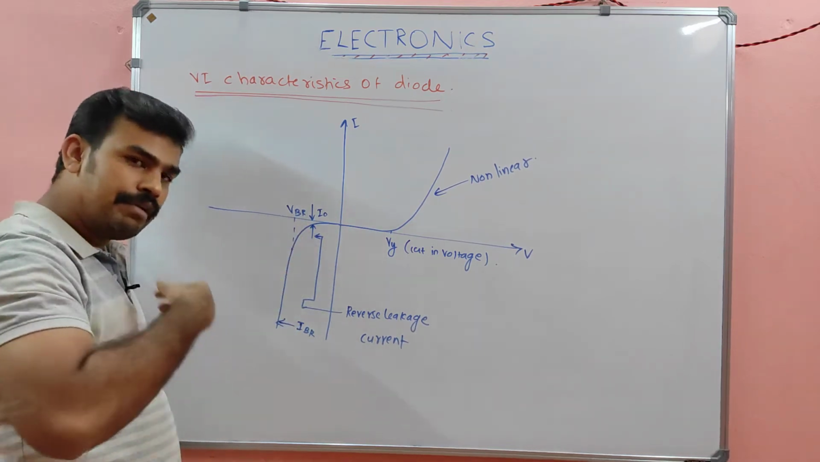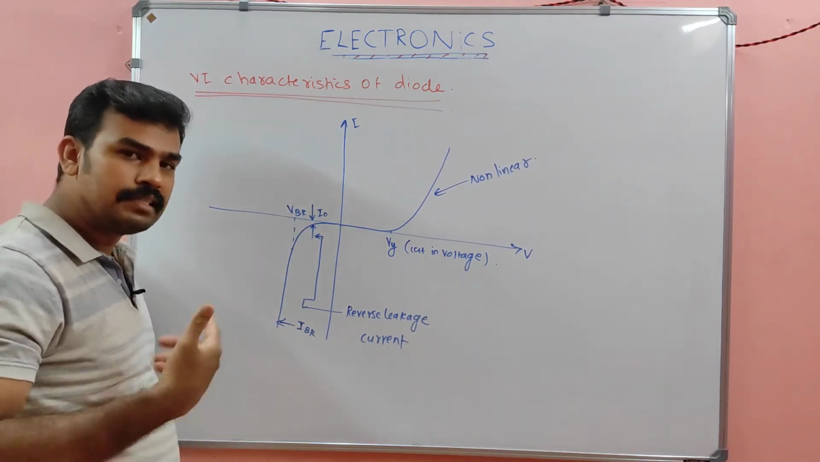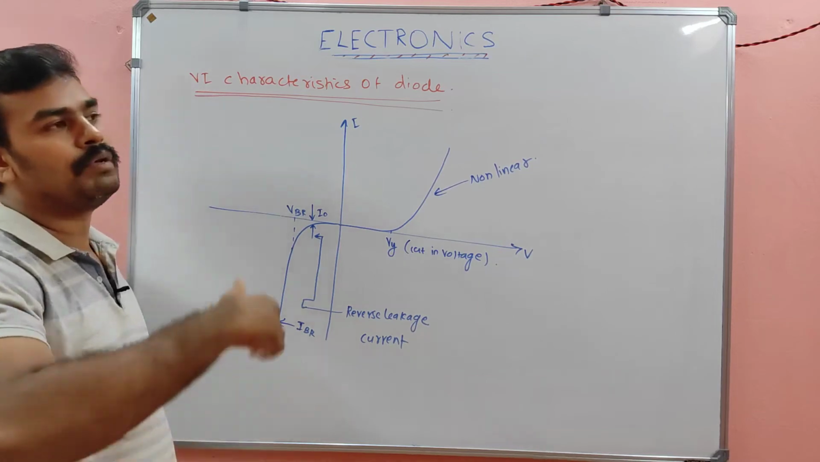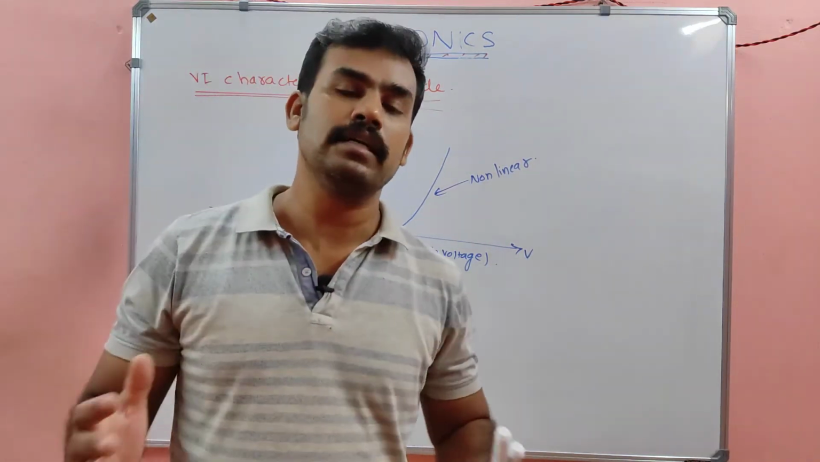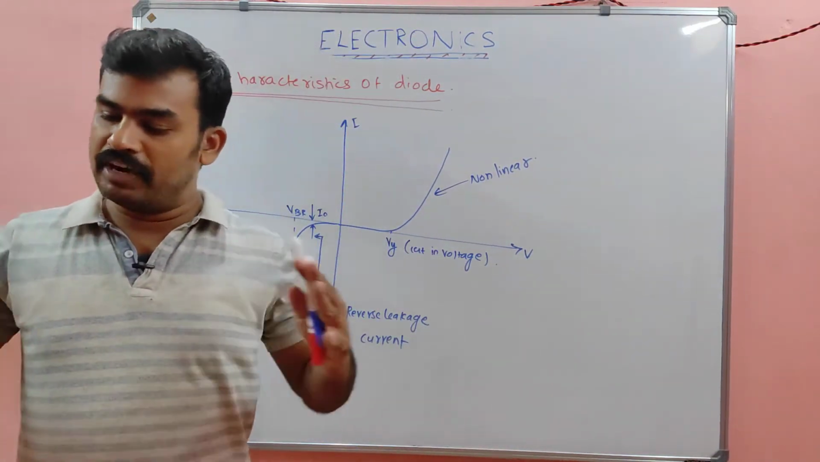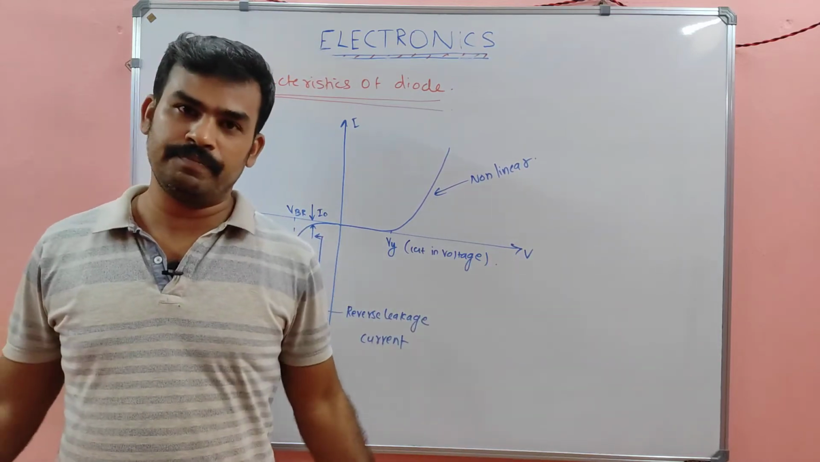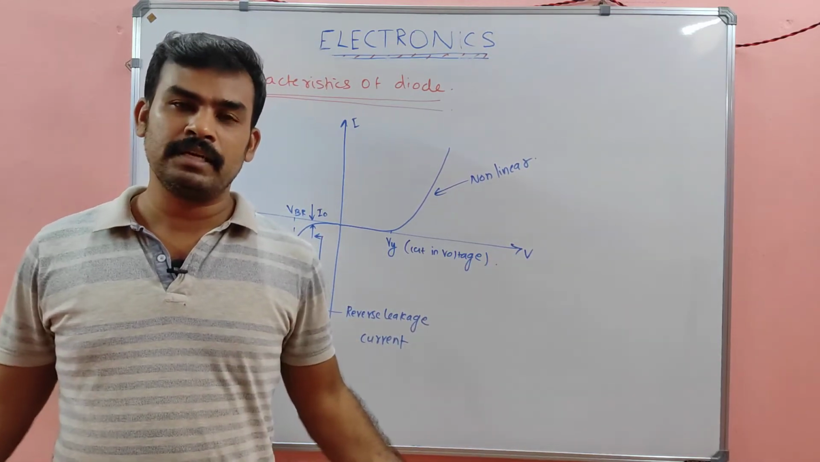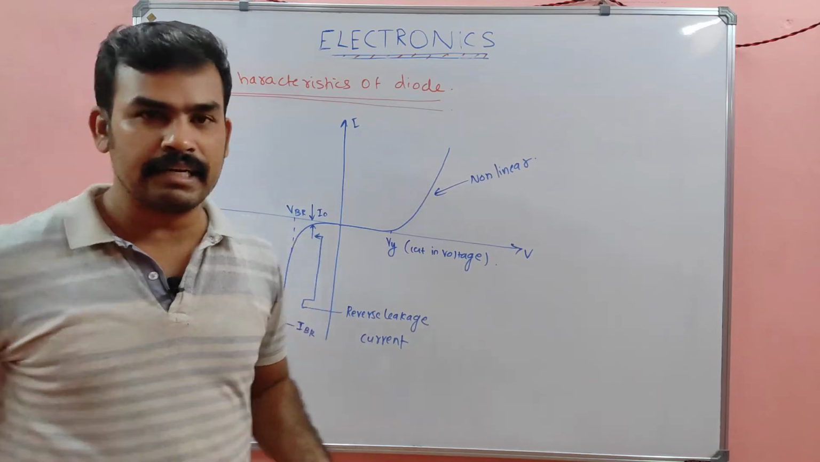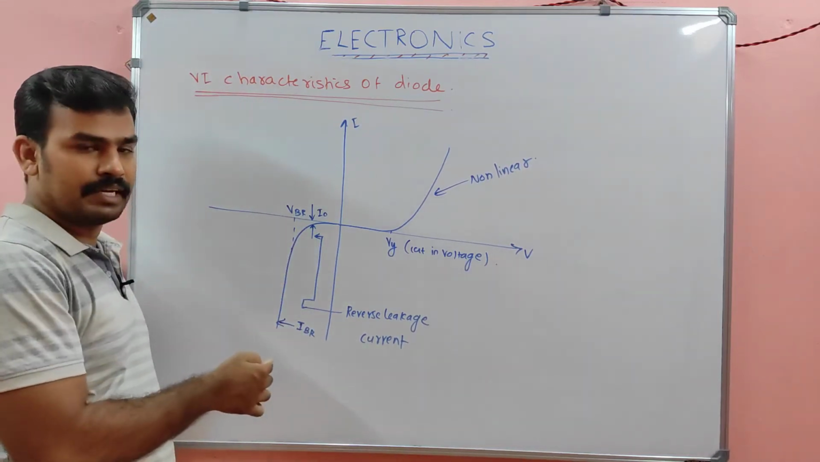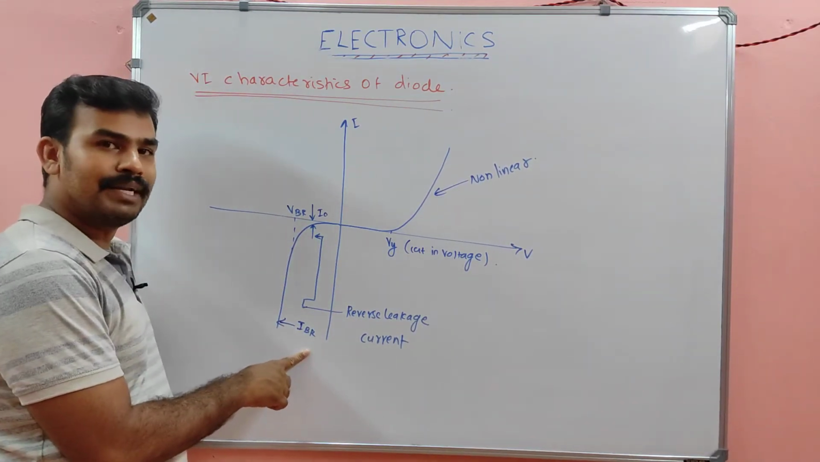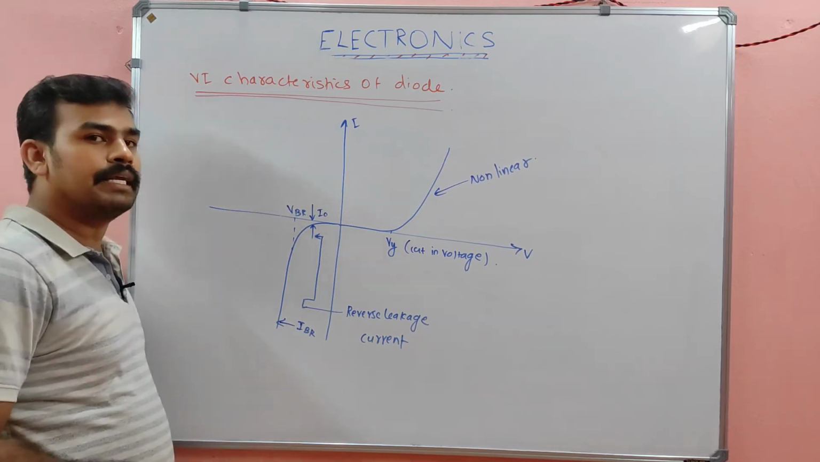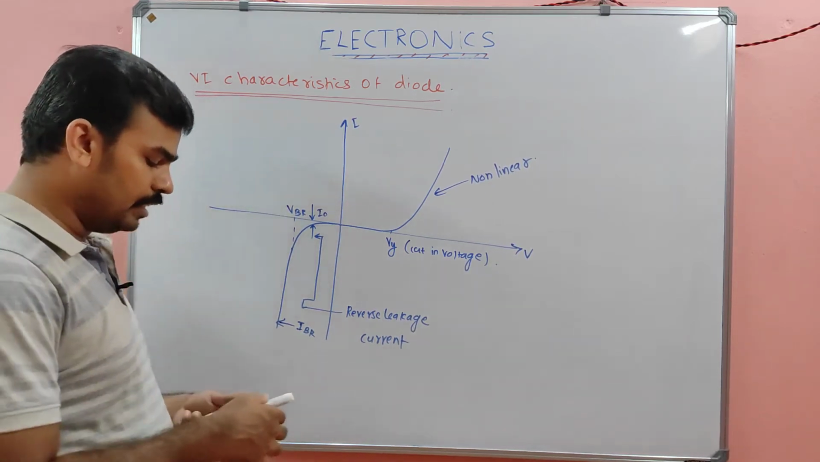After that, even if you keep increasing the voltage in the reverse direction, suddenly what happens, my dear, the diode's depletion layer becomes wider and wider and it will burst. Due to that, there will be a sudden large current flowing in the reverse direction, which is called the reverse breakdown current. And one more thing you have to note here.